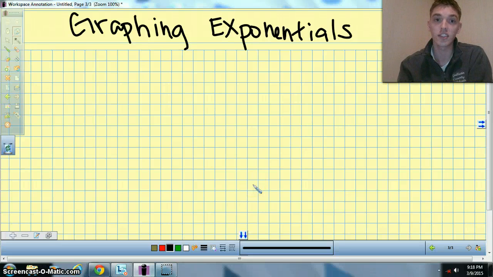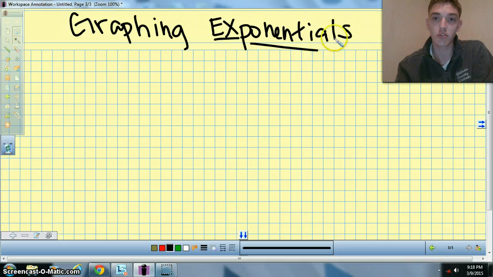Alright, so this lesson is on graphing exponentials. The big key on these exponentials is that the x value is the exponent. So we're going to look at how to graph y equals 3 to the x power.